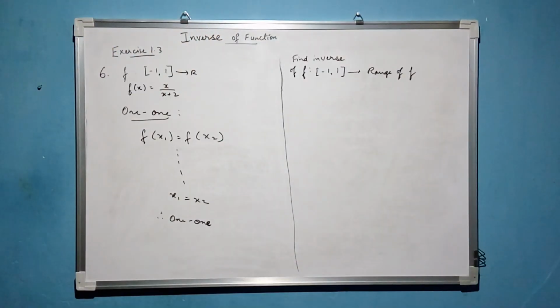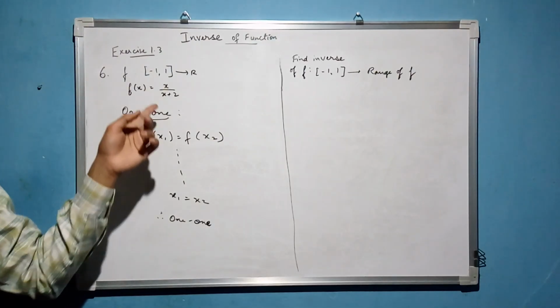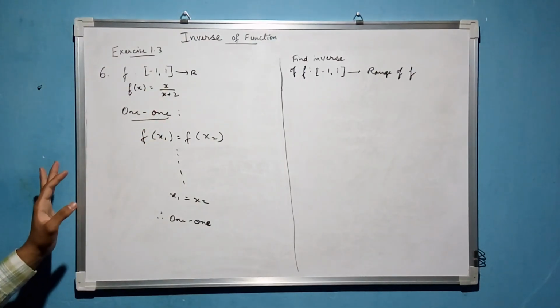Now we have the sixth question. That is a function from -1 to 1 to the set of real numbers. F of x is given to be x by x plus 2. The first part is just to show that it is 1-1.